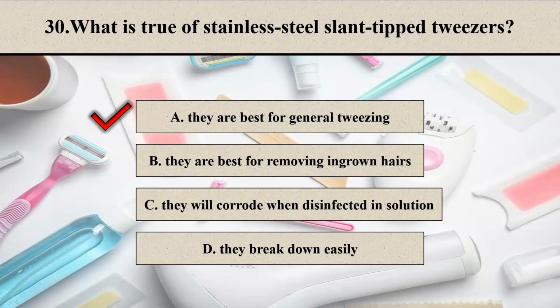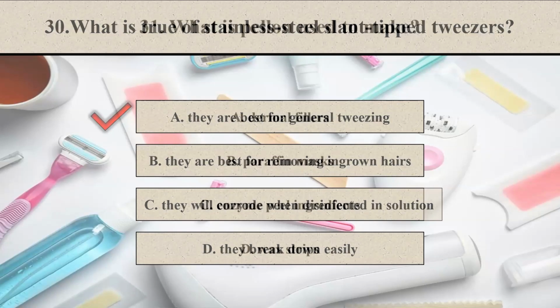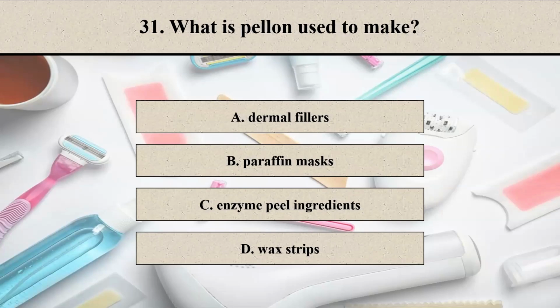If you chose A, they are best for general tweezing, you are correct. What is Pellon used to make? Is it dermal fillers, paraffin masks, enzyme peel ingredients, wax strips?